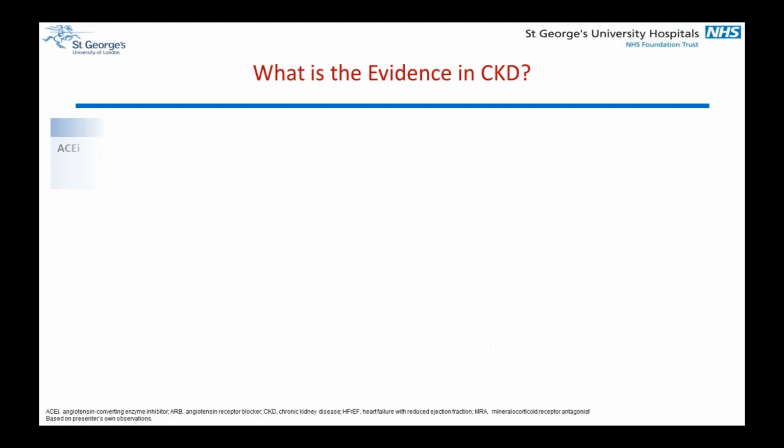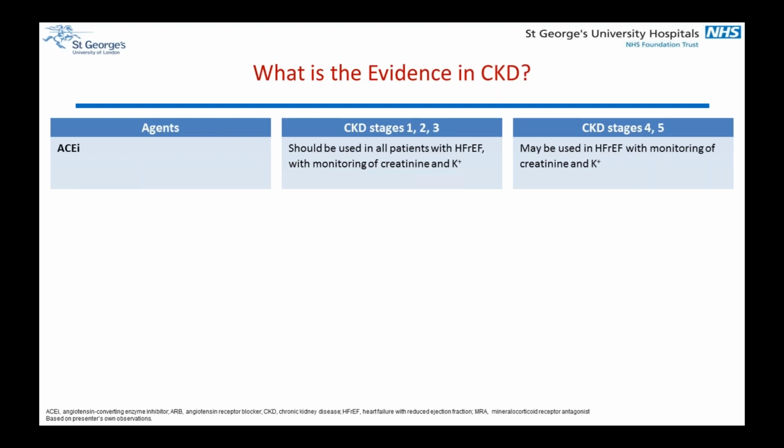So what is the evidence in CKD? As far as ACE inhibitors and angiotensin receptor blockers are concerned, I'll try and convince you that we do have evidence in CKD stage 1, 2, and 3, and it should be used. But a problem arises when we have CKD stage 4 and 5 because of creatinine and potassium going up when we start them on ACE inhibitors or angiotensin receptor blockers.